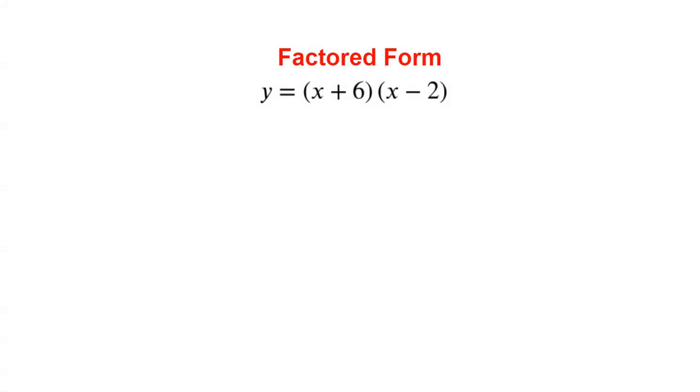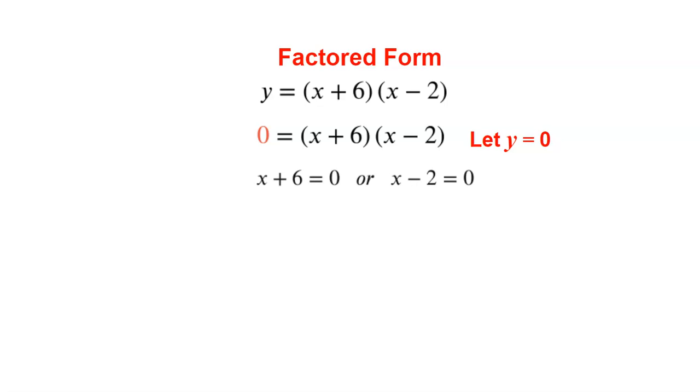The second form of the function is factored form. This equation is in factored form. This time let's let y equal 0. If two numbers are multiplied and the product is 0, that means one of those numbers or both of those numbers must be equal to 0. So to solve, we'll set each one of these equal to 0. X plus 6 is equal to 0, or x minus 2 is equal to 0. Subtract 6 and add 2 to get two solutions, x equals negative 6 or x is equal to positive 2.